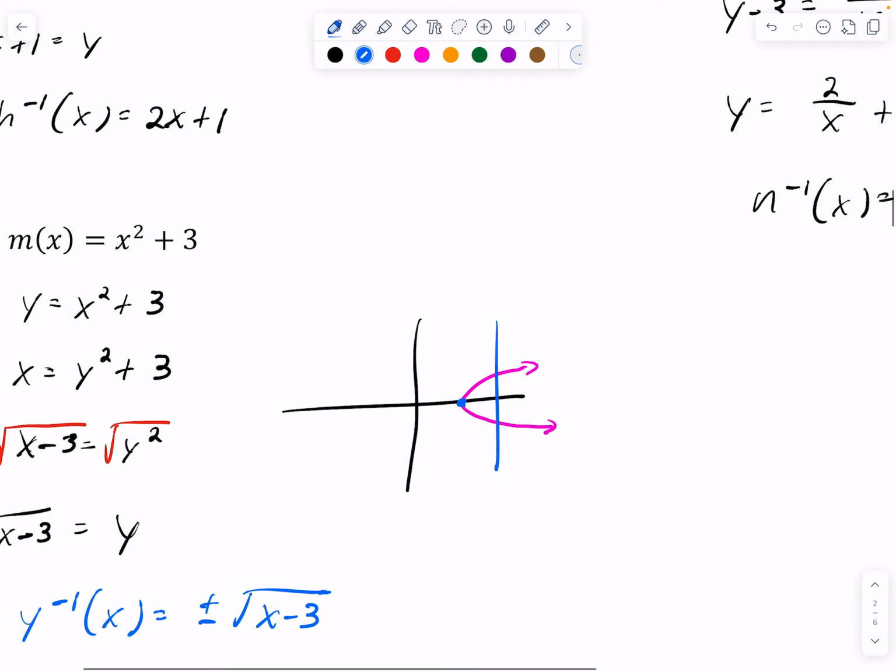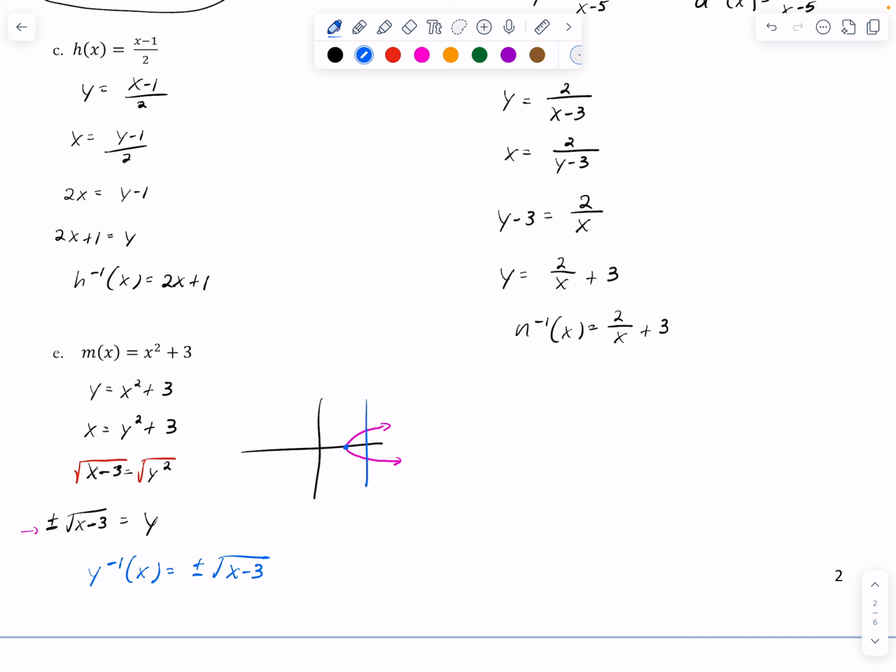All right, guys, so that's it for this. Check out the homework. There's lots to practice. It even asks about domains. We can talk more about that in class if you have any issues finding the domain of these inverses. All right, good luck.